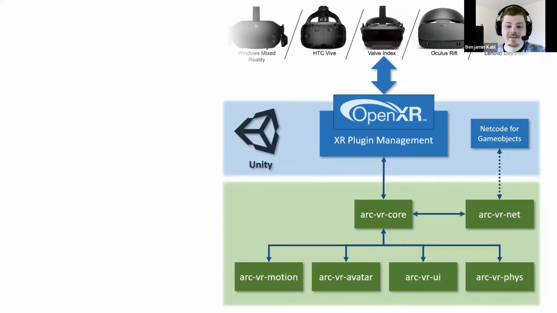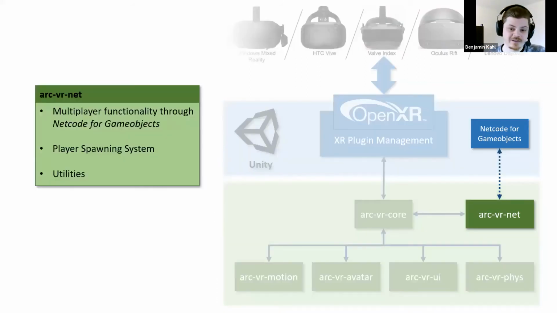ArcVR-Net is there to provide networking and multiplayer functionality. This is a bit of a special one in that it does depend on an external package, and it integrates the core package with Unity's Netcode for GameObjects, also known as MLAPI. This is the newest official networking solution for the Unity engine. So it enables all the other packages with multiplayer functionality. There's also a player spawning system and some other stuff.